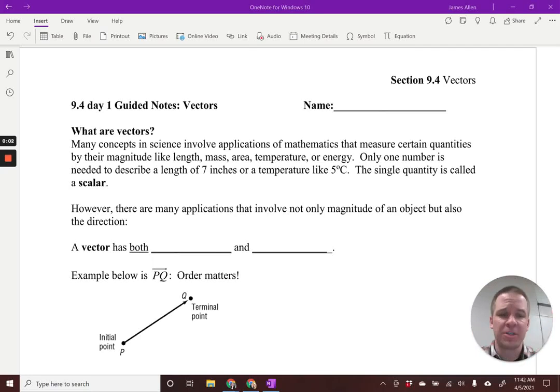It is time for part 2 of chapter 9 here. Post spring break 2021 is when this video is being recorded, so lots of excitement for vectors. All right, so let's talk vectors.